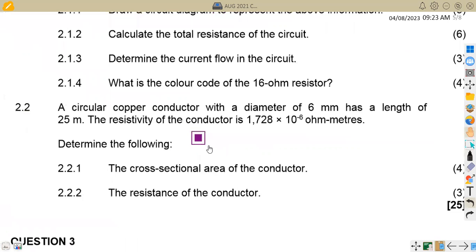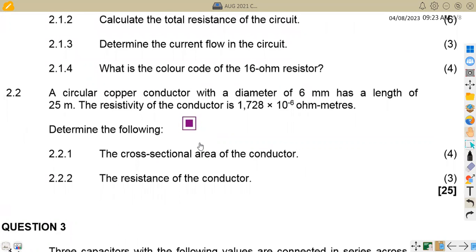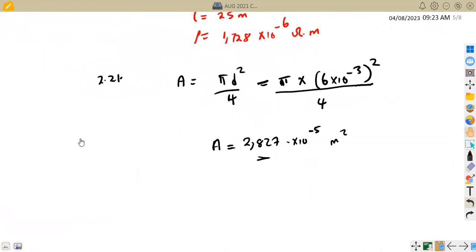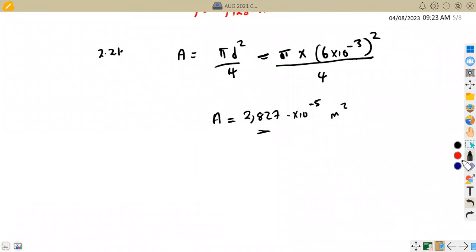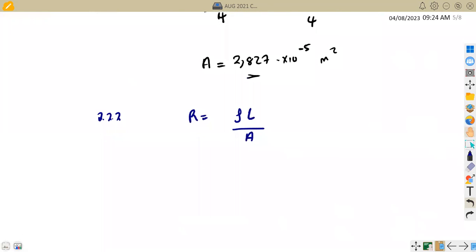Then we move on to the resistance of the conductor, and that is 2.2.2 having 4 marks. How can we calculate the resistance from this information? We have the area, we have the length, we have the resistivity of the conductor. Remember that resistance is equivalent to the resistivity times length over area. Remember from those conditions that we talked about to determine the resistance. So we can substitute our values, that is the resistivity of our conductor.